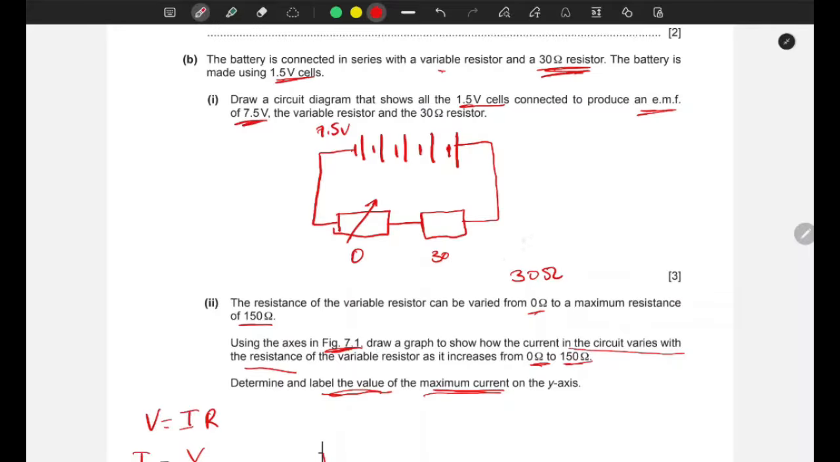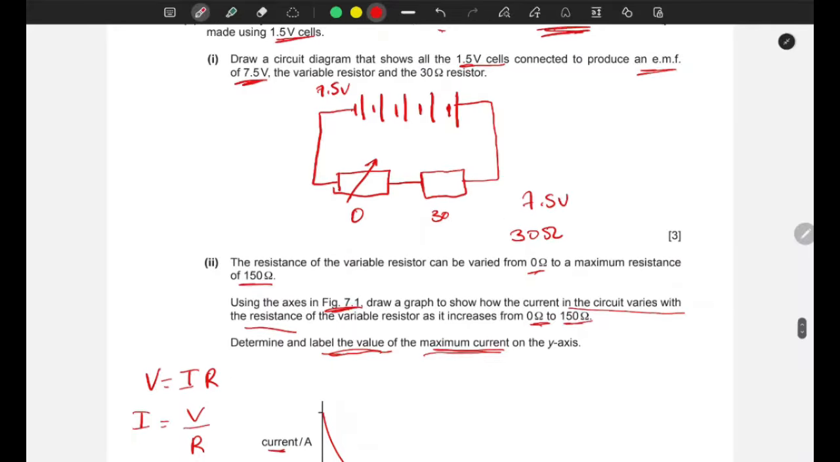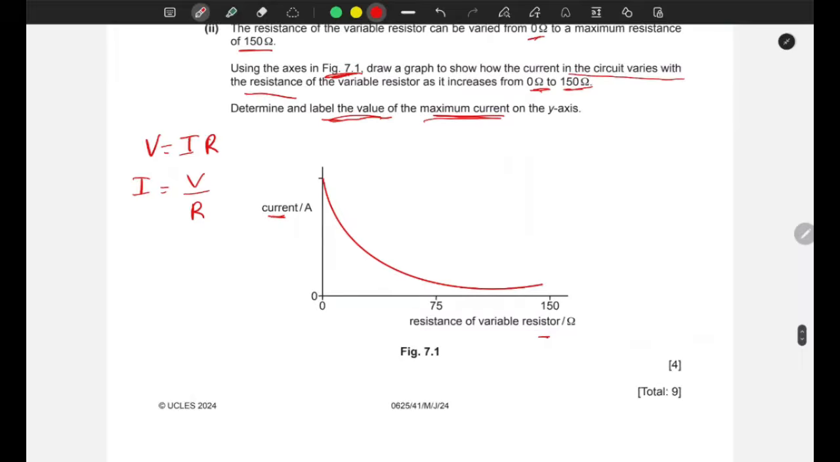And voltage is going to be 7.5 volts. Coming back to this formula, I equals the voltage, which is 7.5, over 30. So 7.5 over 30 gives us 0.25. So the maximum current is 0.25 amps. That's the maximum current.